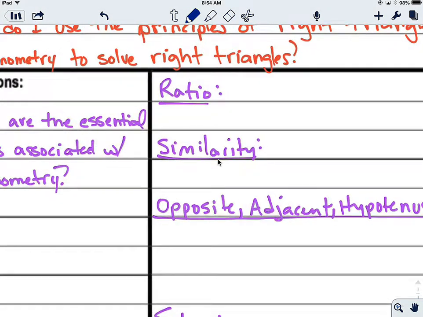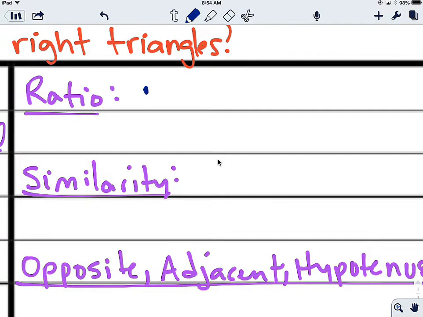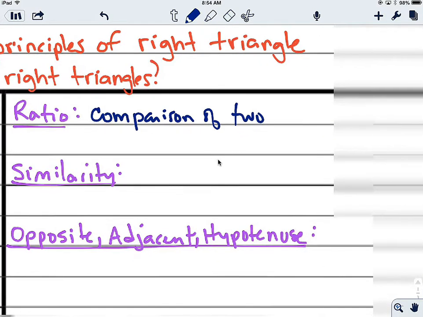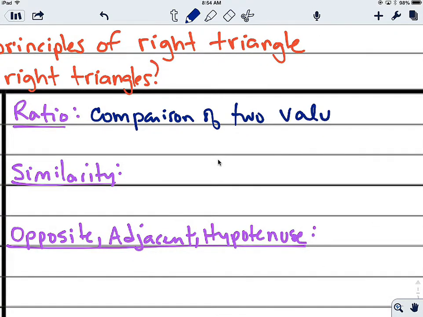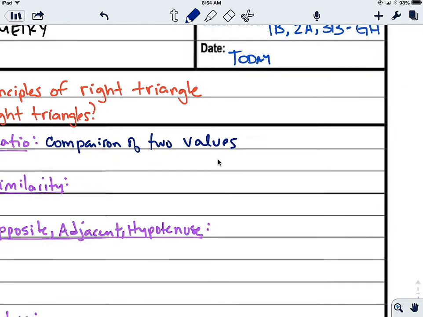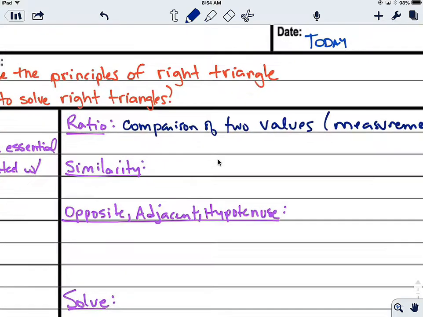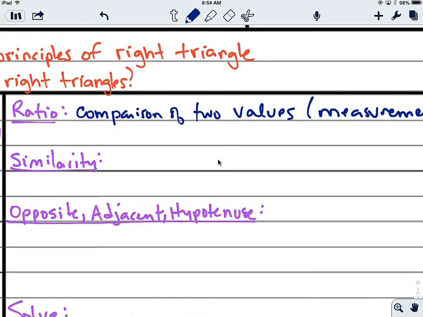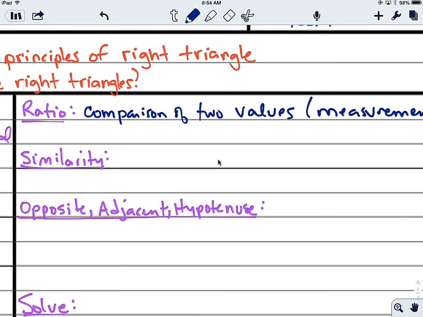The first term, ratio. So let's talk ratio. It's nothing more than a comparison of two objects. In this case, we're going to have two values or two numbers, two measurements is really what we're going for, so we put that in parentheses. Now, specifically for this section, we talk measurements. We're probably going to talk two parts of a triangle. But in the end, ratio, we're just comparing two things that make sense to go together.